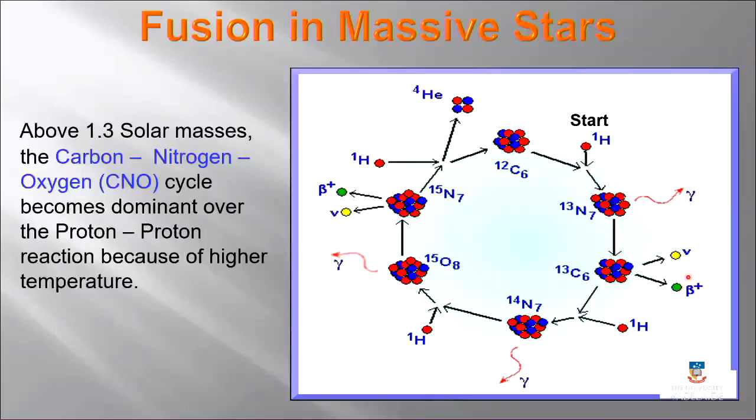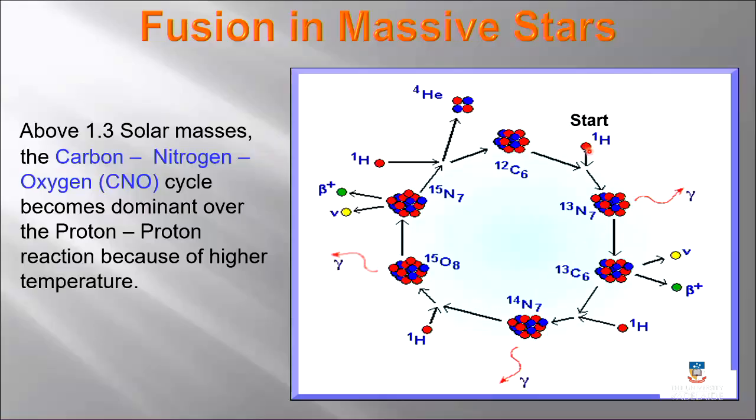Now, what happens to more massive stars? Above about 1.3 solar masses, fusion occurs in a different way. It goes through what's called the carbon, nitrogen, oxygen, or CNO cycle. It uses these elements as more of a catalyst, only a means to an end. It still produces helium at the end, so it starts up with hydrogen and it finishes up with helium. And it just uses these as a catalyst to do that.